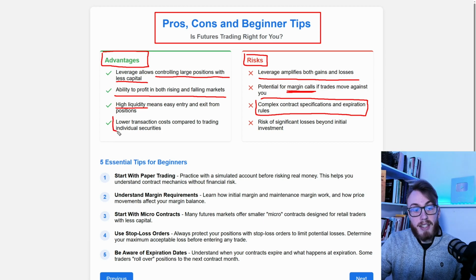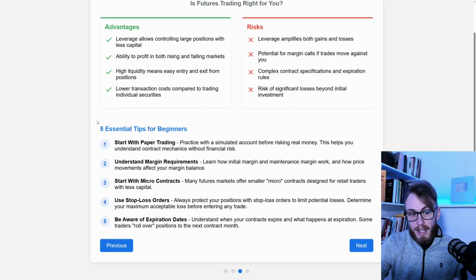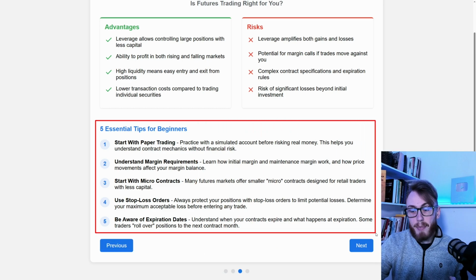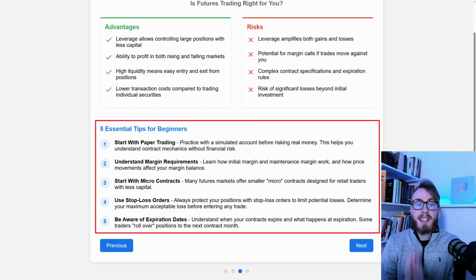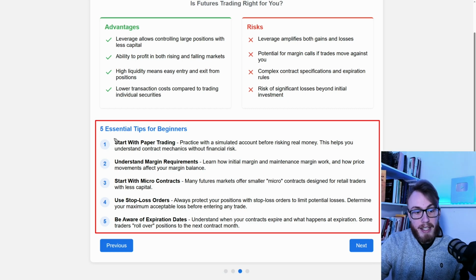Yet another advantage is low transaction costs many times. And another risk here is the risk of significant losses if we are not careful. And this leads to the next section, which is 5 essential futures trading tips for beginners. My first tip here is start with paper trading.